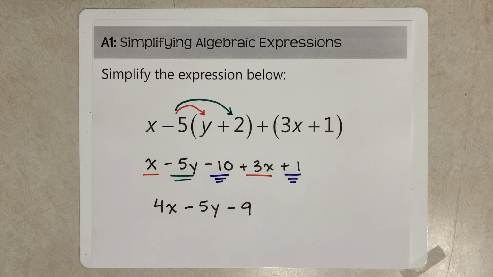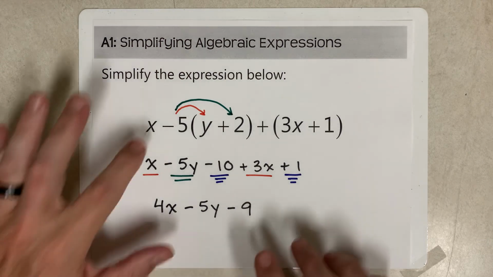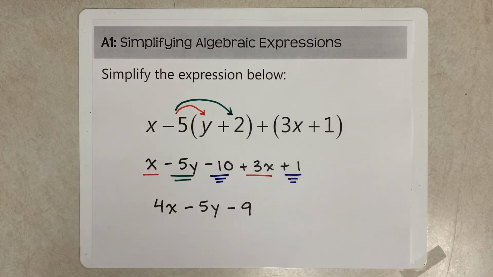So to summarize, when you're simplifying algebraic expressions, you're going to do 2 things. You're going to combine like terms, and you're going to remove parentheses. And you usually have to remove the parentheses first with distributing. And that's pretty much it.